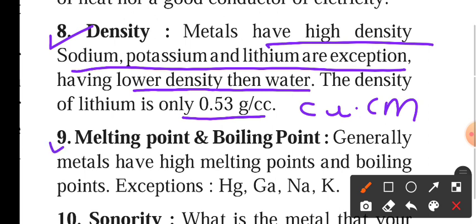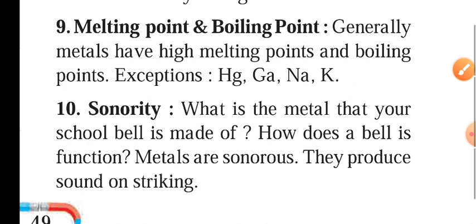Melting and boiling point. The next important property of metals is melting and boiling point. Melting and boiling points of metals are high. Generally, metals have high melting points and boiling points. Exceptional cases are mercury, that is Hg, gallium, Ga, sodium, Na, and K stands for potassium. These are the examples they have given of the exceptional metals, whereas other metals have high melting and boiling points.